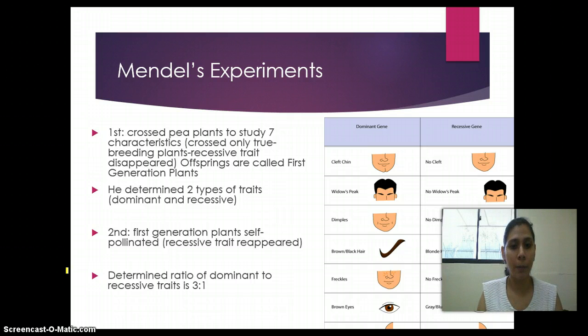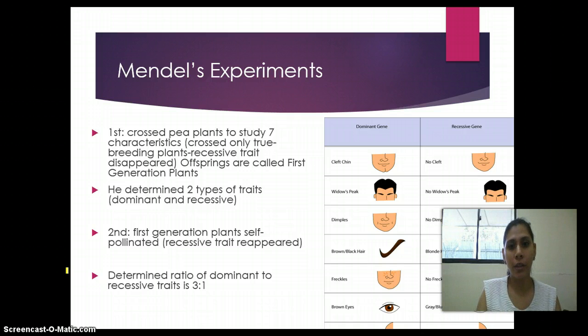So what he did was, he took 2 true-bred plants, meaning that they had identical traits as the parents, and he bred them, or combined them to make another plant, and he called this the first-generation plant. So what he observed was, when he combined a true-bred purple plant with a true-bred white plant, the offspring would be purple. And the reason for that is because purple is the dominant trait.